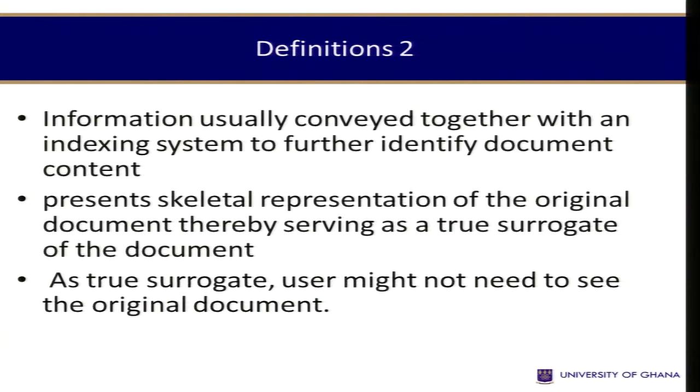So the abstracts present the skeletal representation of the original document, thereby serving as a true surrogate of the document. And as a true surrogate, we might not need to see the original document. Because the abstract is detailed, we are able to determine whether this particular document is what I am looking for, or this particular document will assist me with my research.